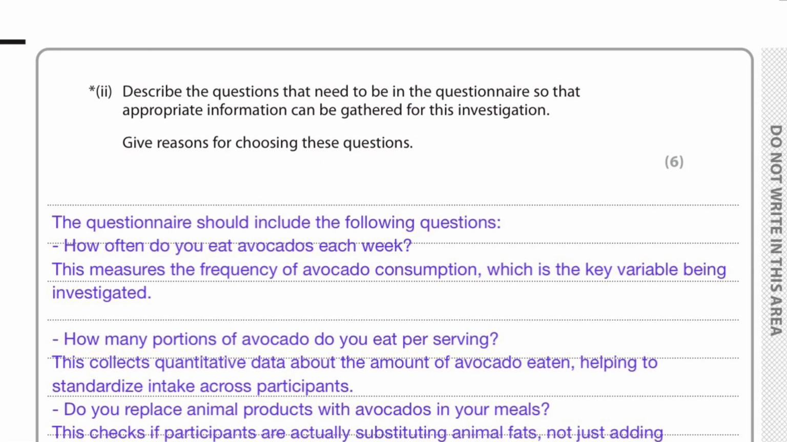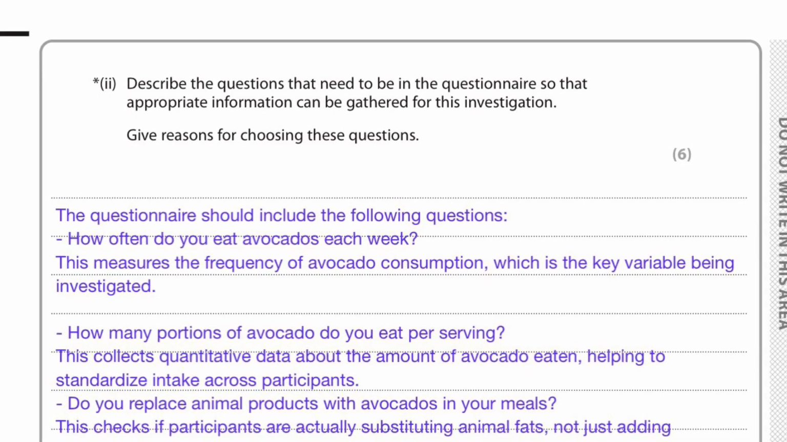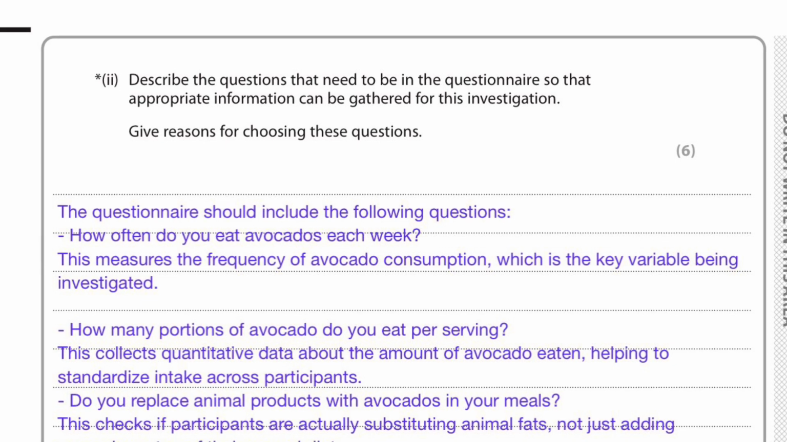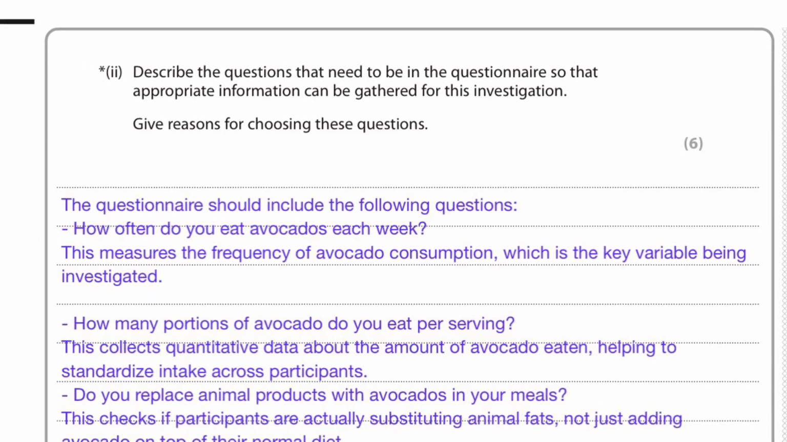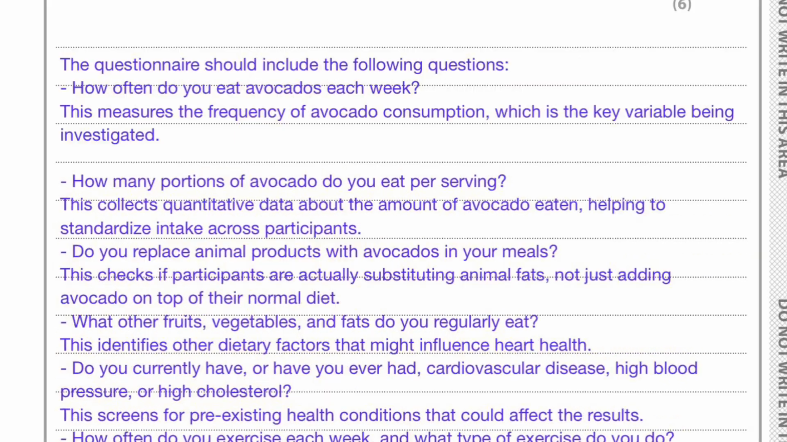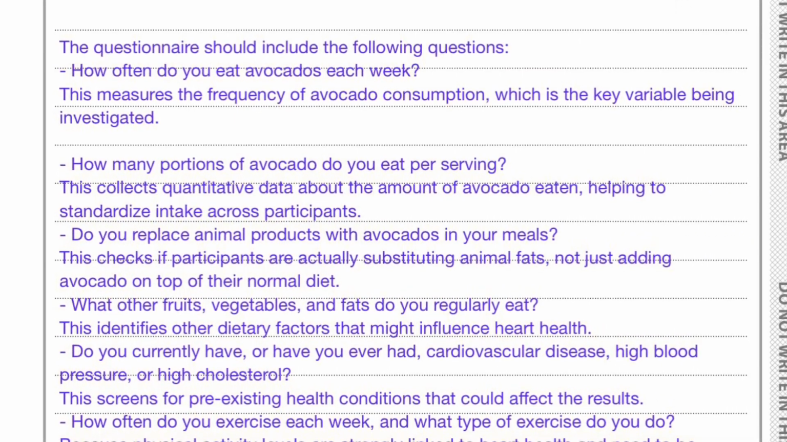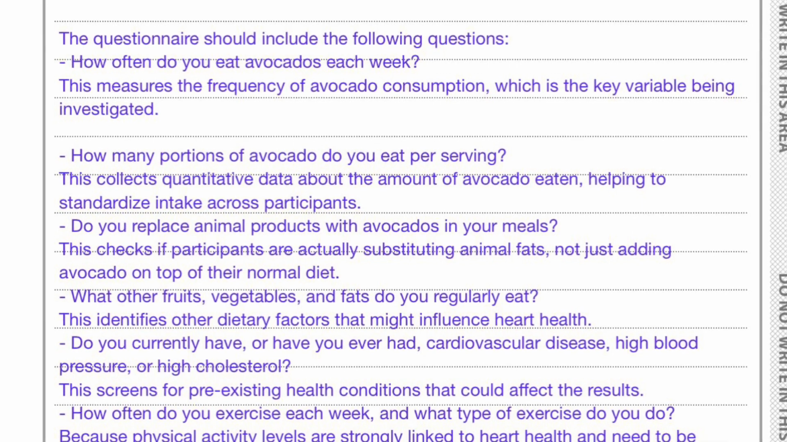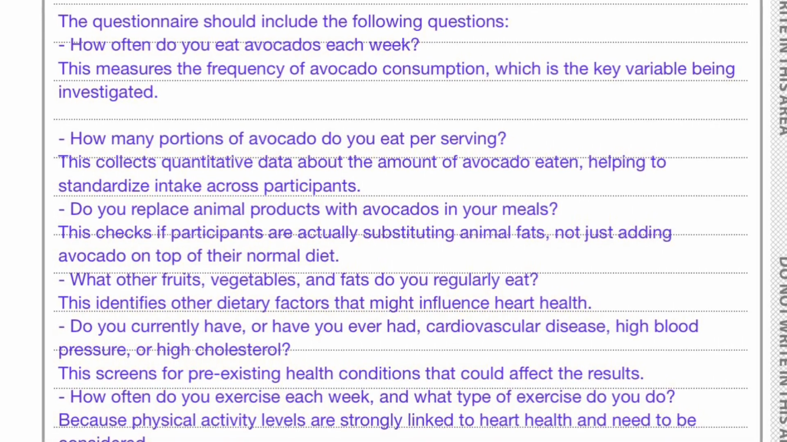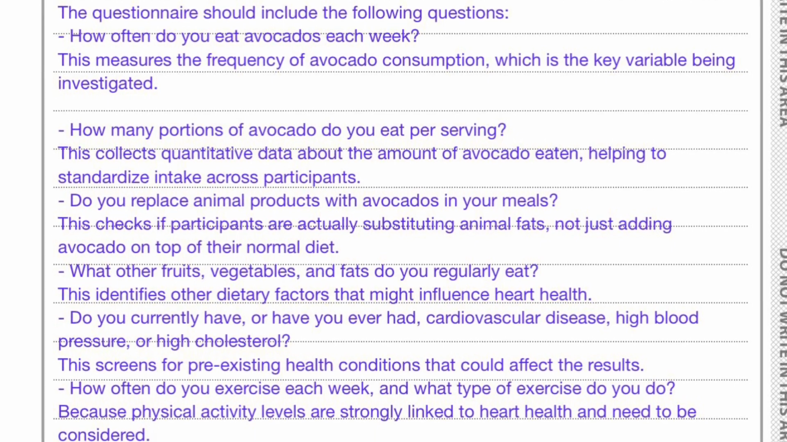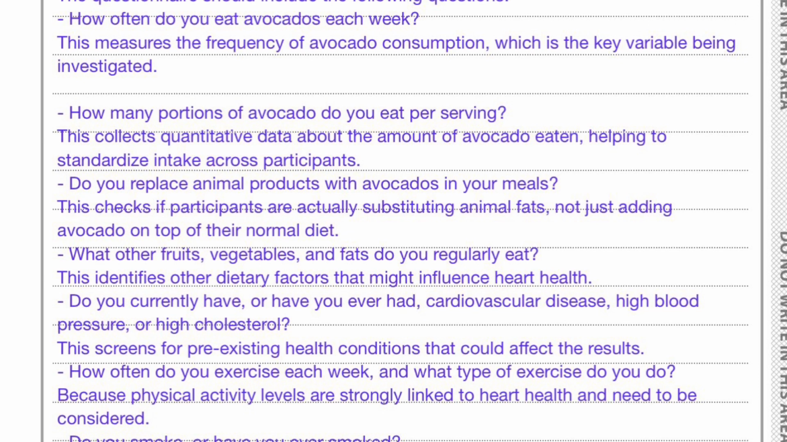Then they say, describe the questions that need to be in the questionnaire so that appropriate information can be gathered for this investigation. Give reasons for choosing these questions. This is a 6-mark question asking for thoughtful ideas about designing a good questionnaire. So I said the questionnaire should include the following questions. How often do you eat avocados each week? This measures the frequency of avocado consumption, which is the key variable being investigated.